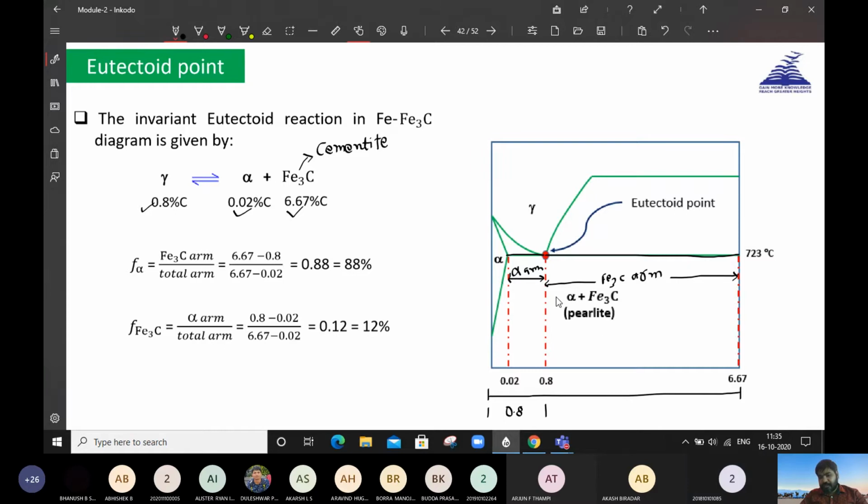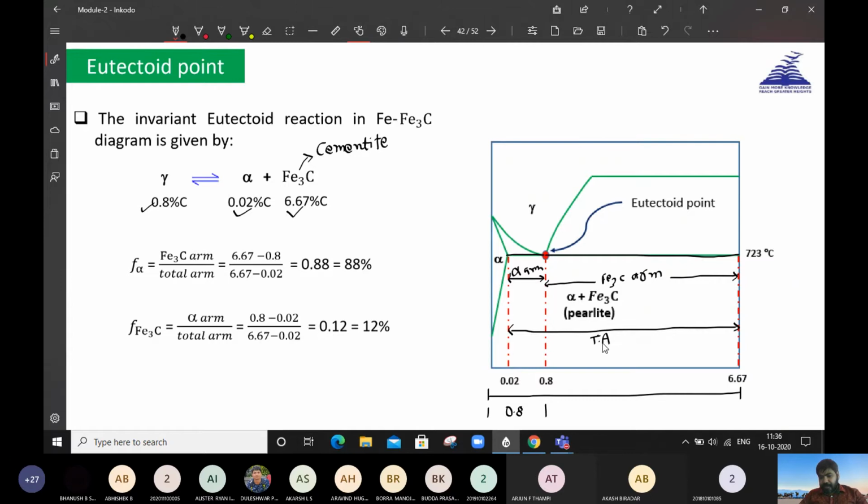So this is the way, because we are supposed to find this arm. This arm is nothing but this distance minus this distance. That will give you the Fe3C arm. And you can see here 6.67 minus 0.8, divided by total arm. Total arm is nothing but from this point to this point. So this is our total arm. Let me write this with TA.